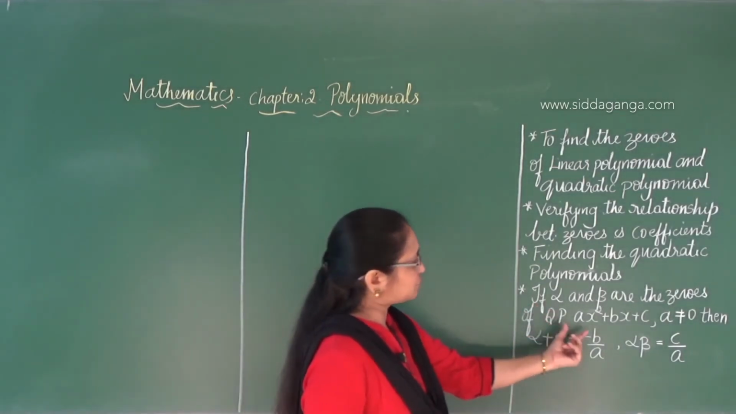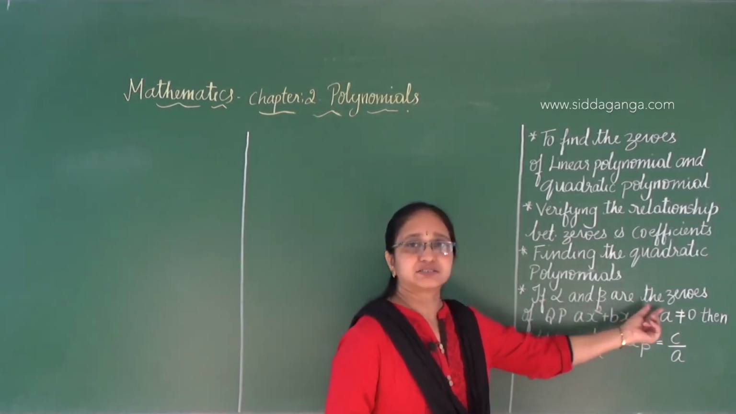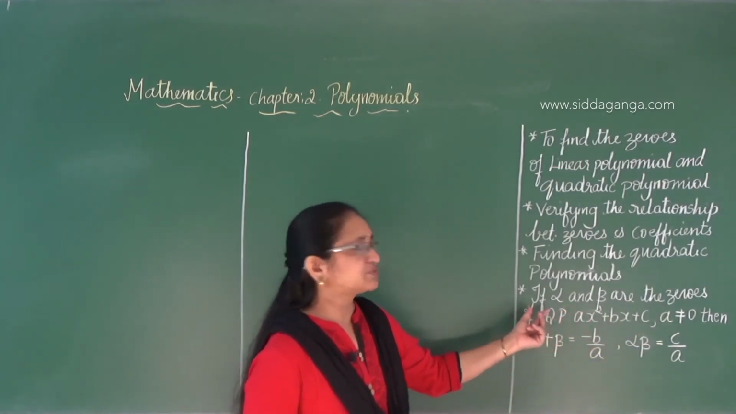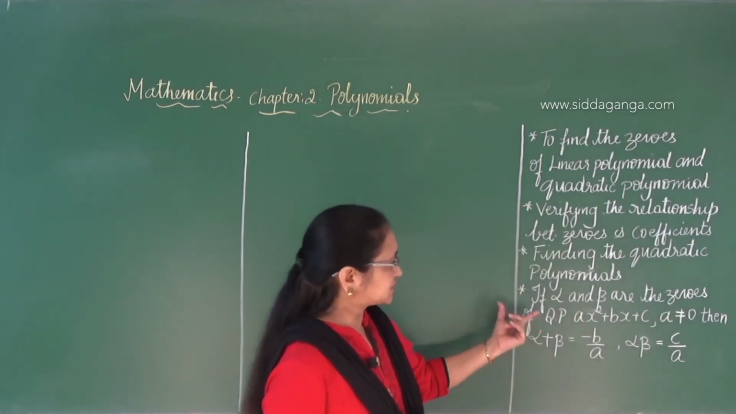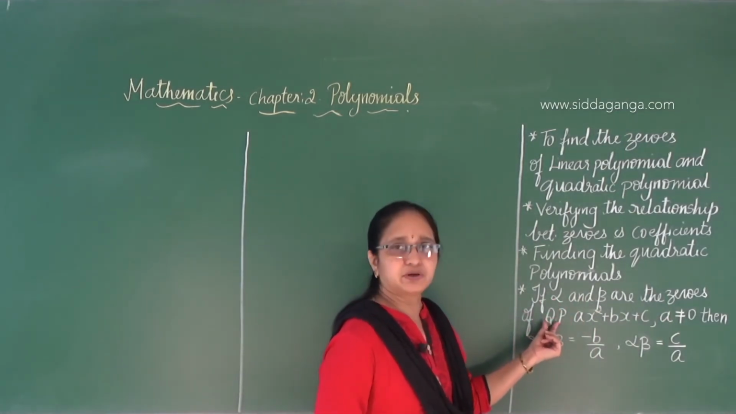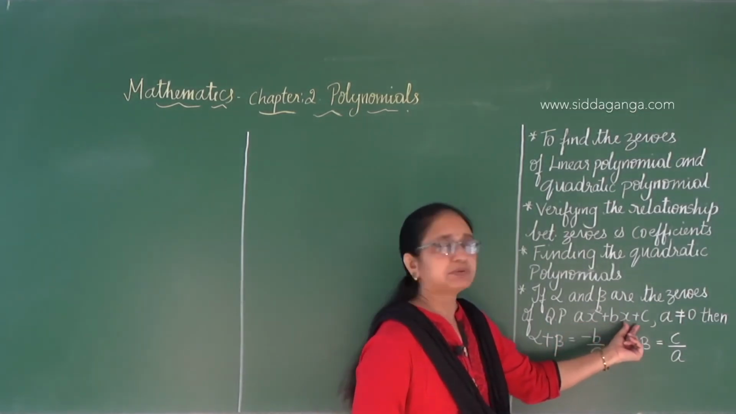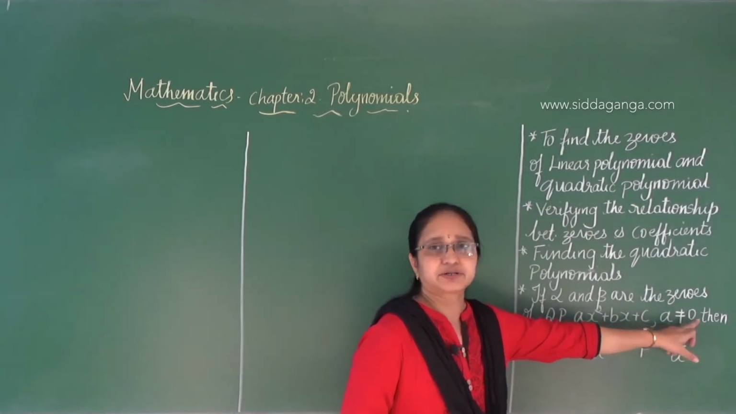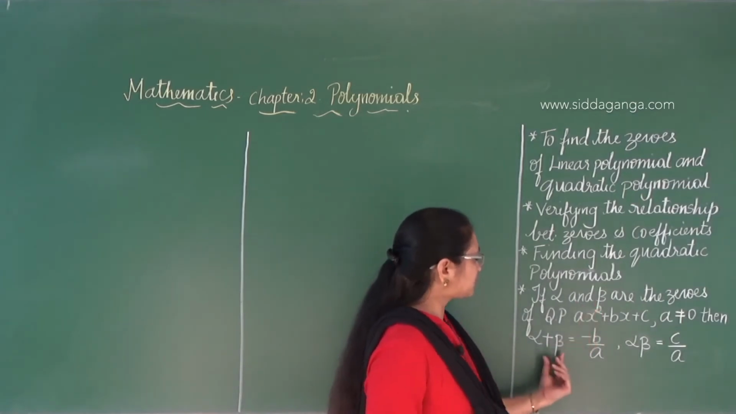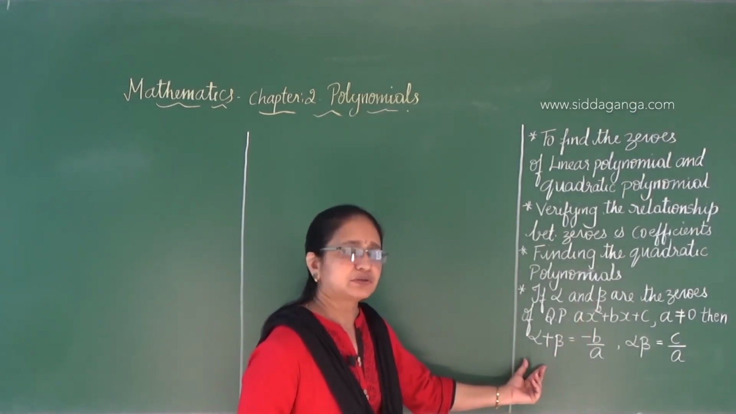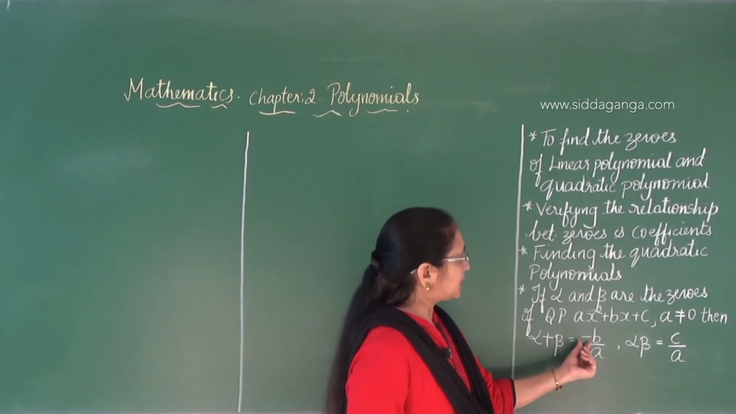This one is the general form of the quadratic polynomial. Suppose alpha and beta are the zeros, then the quadratic polynomial in general form is ax square plus bx plus c, but a should not be equal to 0. Then alpha plus beta means the sum of the zeros. Sum of the zeros is equal to minus b by a.